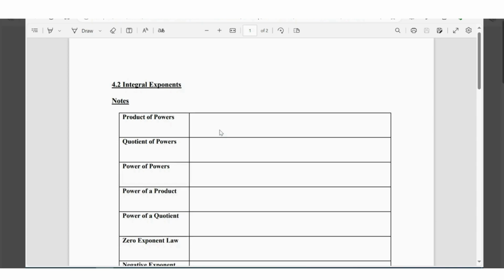Hello, everybody. Here we are, 4.2 integral exponents. Yes, integral, not integral. So not the kind of most important or essential, but related to integers.